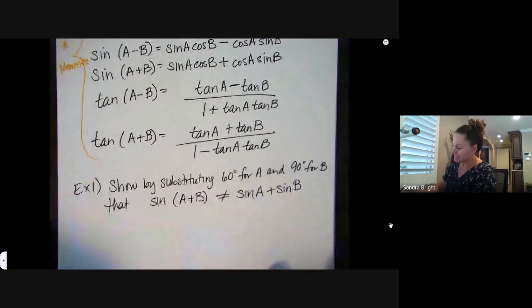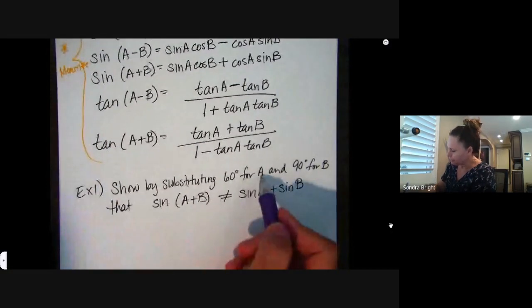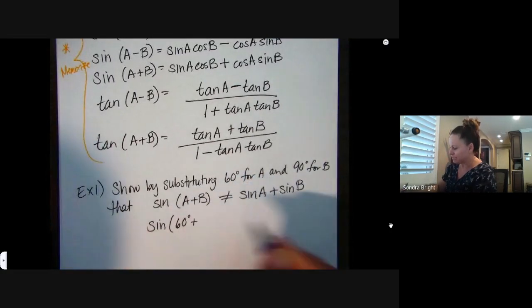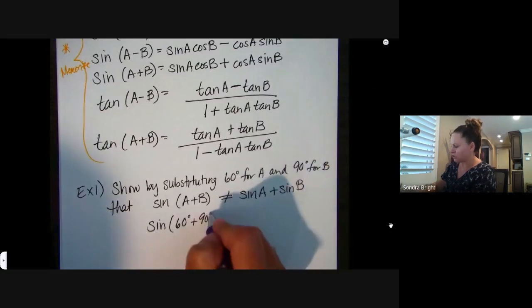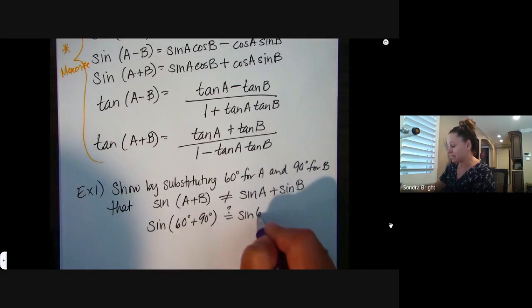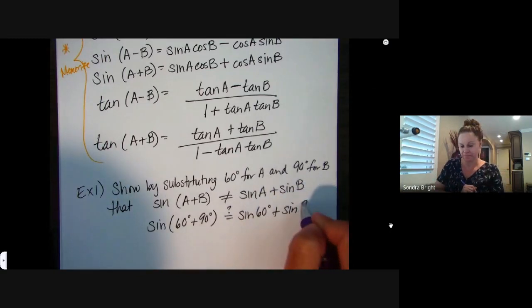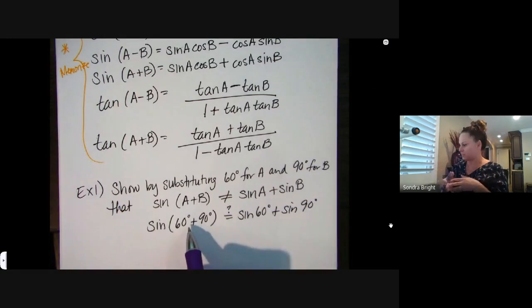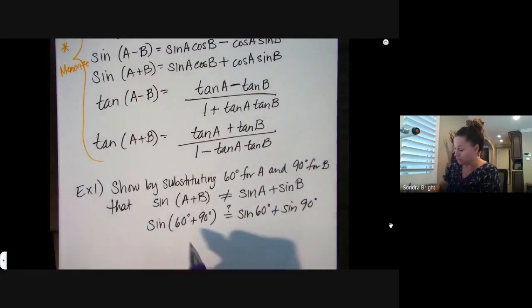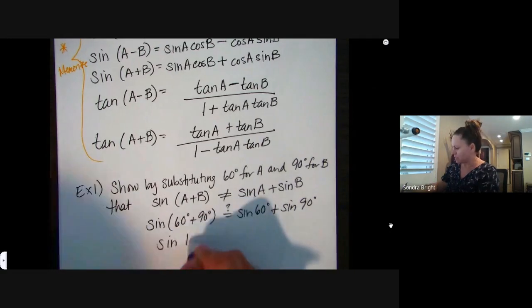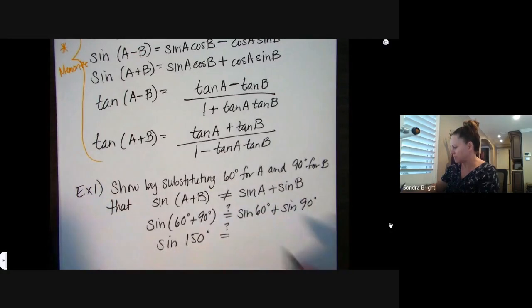So if I plug in 60 degrees for A and 90 degrees for B, what I want to show is: is sine of 60 degrees plus 90 degrees equal to sine of 60 degrees plus sine of 90 degrees? That's what I want to know. On the left-hand side, you would want to simplify inside the parentheses first. So 60 plus 90 becomes 150 degrees. And we want to know, is this equal to sine of 60 plus sine of 90?